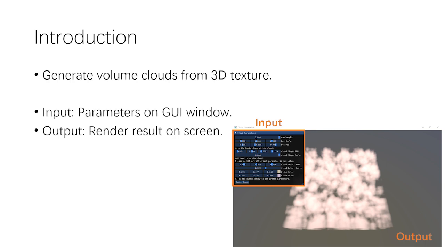The main purpose of this project is generating volume clouds from 3D textures. The texture is pre-generated, and I use it as a 4D texture, which means the fourth dimension is time. Parameters for texture generating are hard-coded, so they won't be considered as the input, while other input parameters, which are on the GUI window, could be changed on the fly.